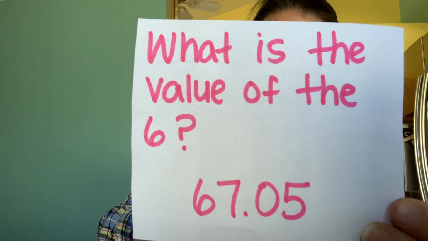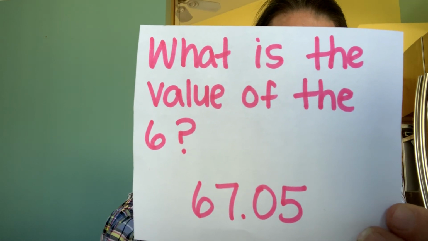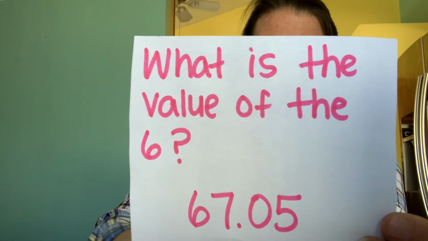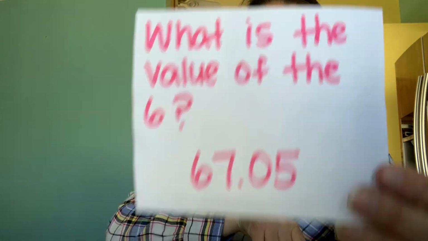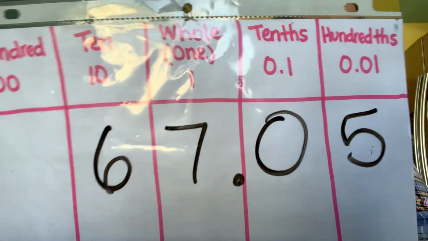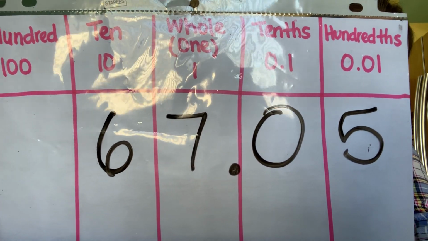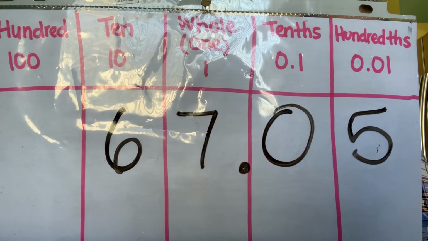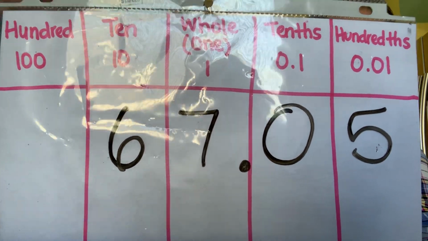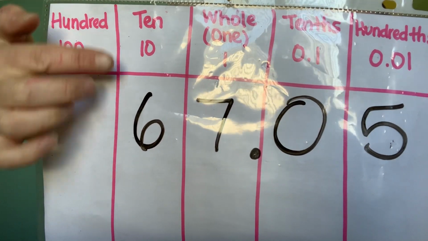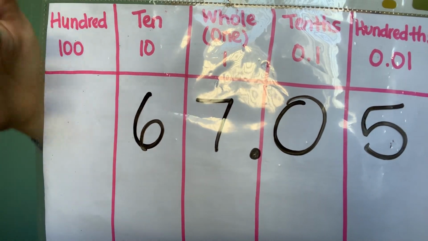What is the value of the 6 in the number 67 and 5/100ths? Value. We have a 10 place with a 6 in it, or a 6 in the tens place. If I have 6 tens, 60. So that has a value of 60.